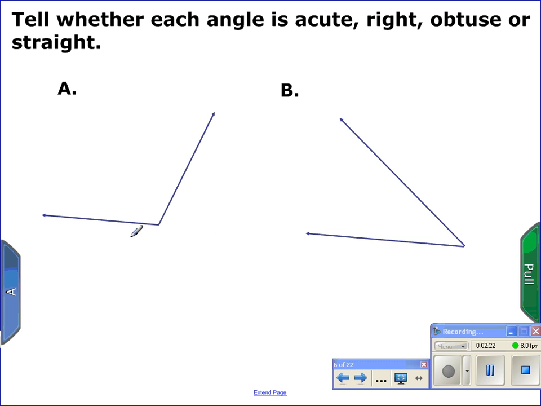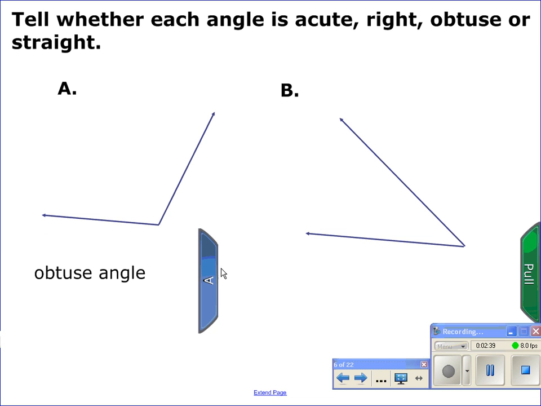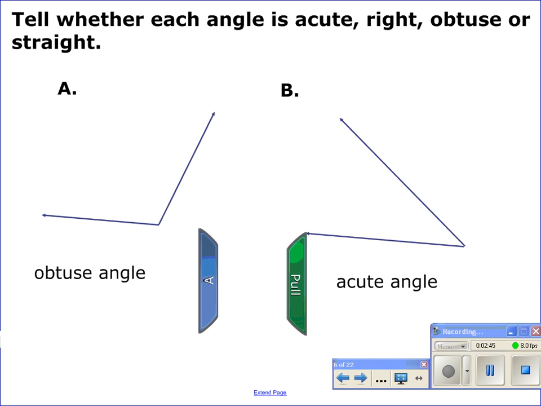Letter A, is this going to be an obtuse, acute, right, or straight angle? Everyone should have said that this is an obtuse angle. What is B? B is an acute angle.